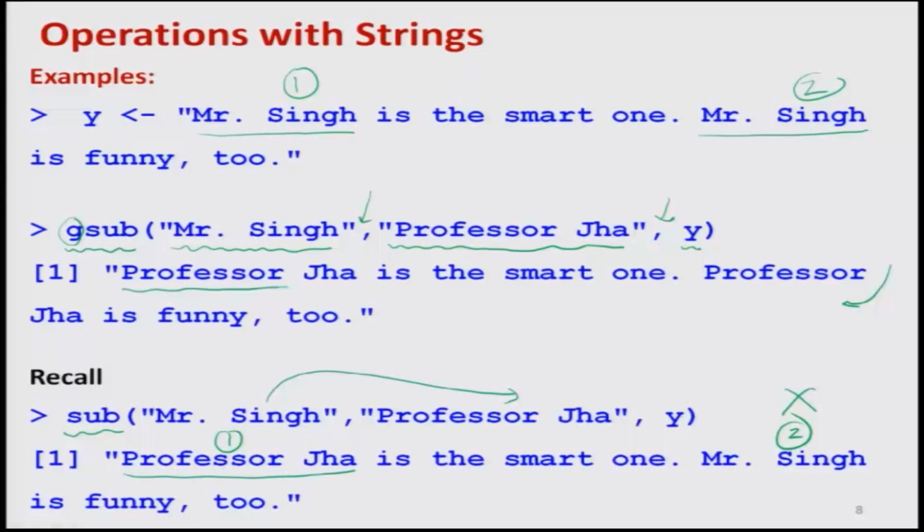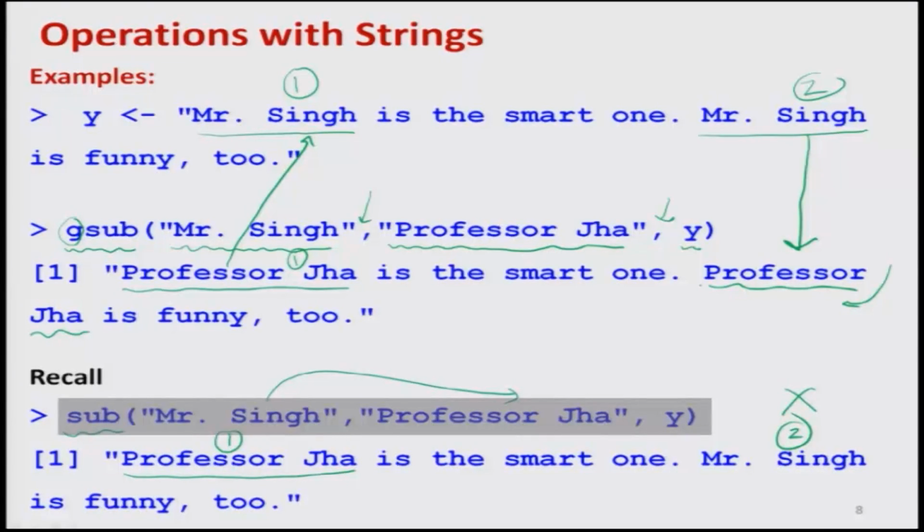This Mr. Singh at the first place is replaced by Professor Jha, and now this Mr. Singh is also replaced here by Professor Jha. And my sentence, which was originally Mr. Singh is the smart one, Mr. Singh is funny too, becomes Professor Jha is the smart one, Professor Jha is funny too. So, these types of manipulations you can also do in R, and let us try to do this gsub.